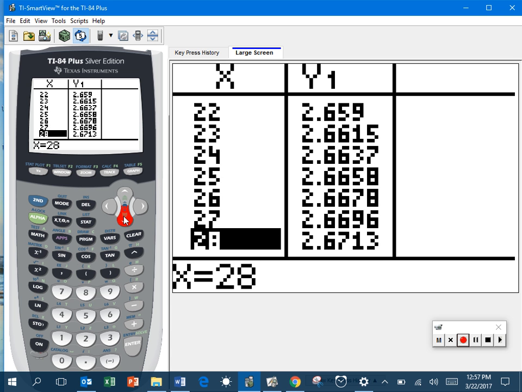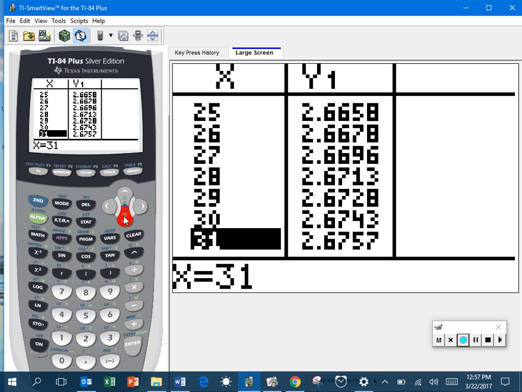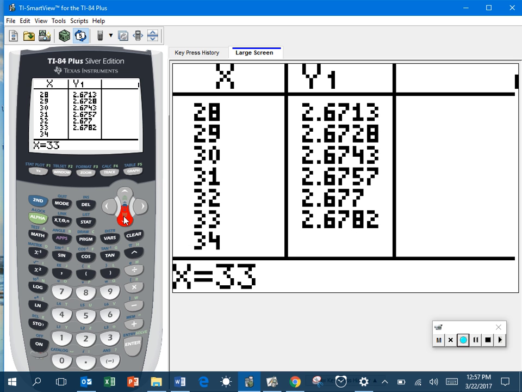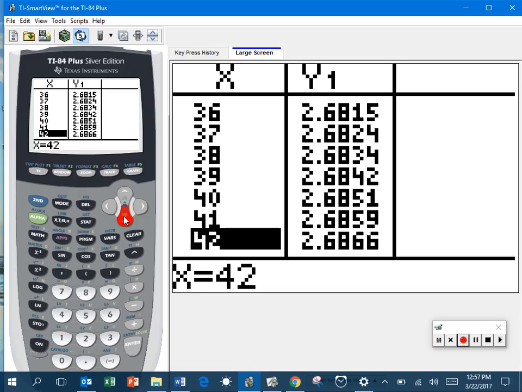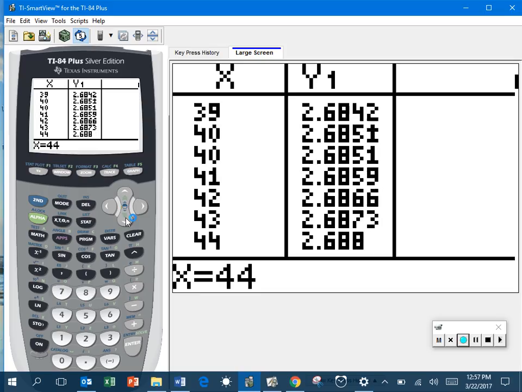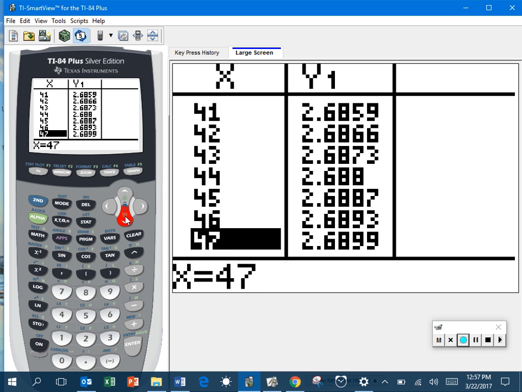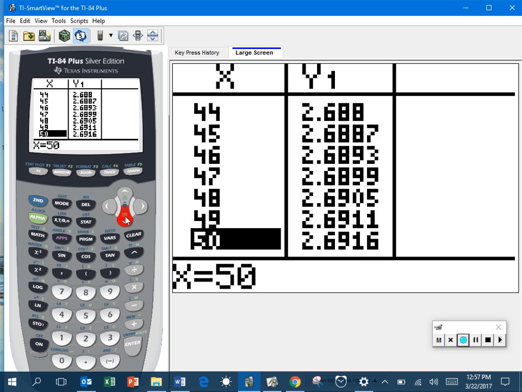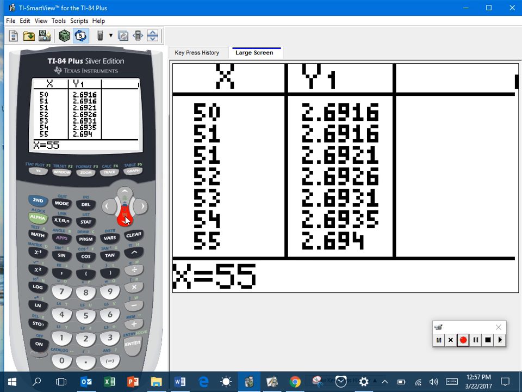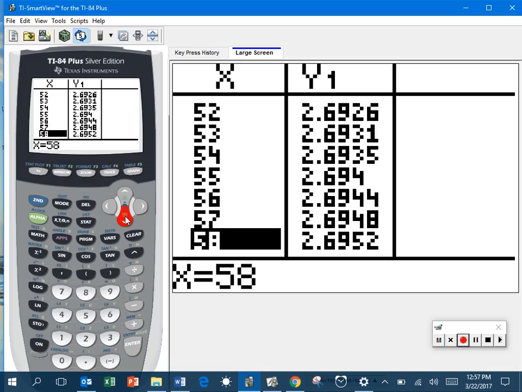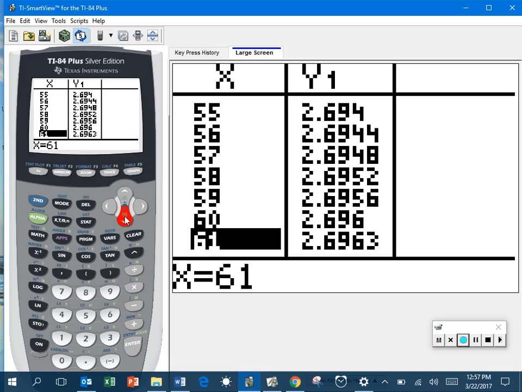You notice right now it's at 2.67. It's still going, 2.6. Now it's at 2.68. And it's still going. I'm going to hit it a bunch more times. It's going up slowly. Now it's at 2.69. Still going up. It's not changing very much. Let me hit it a bunch more times again.